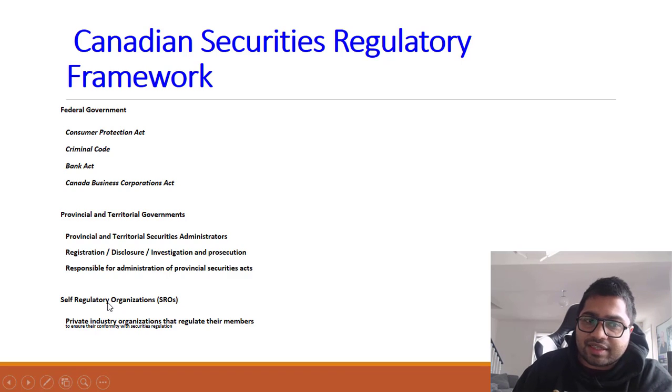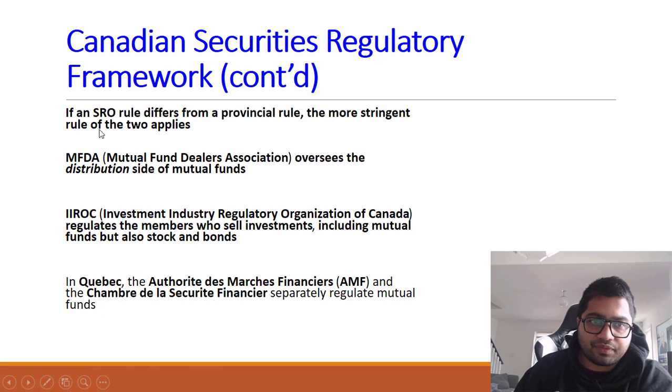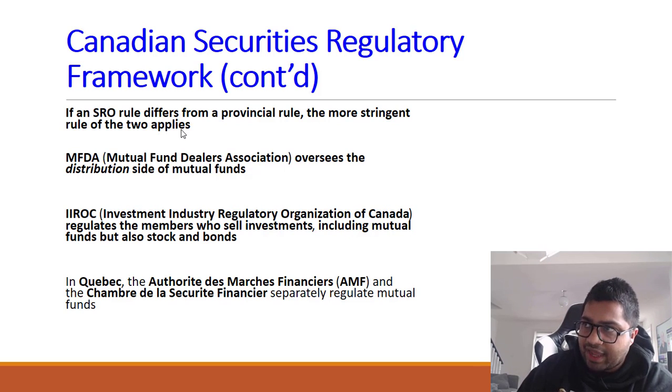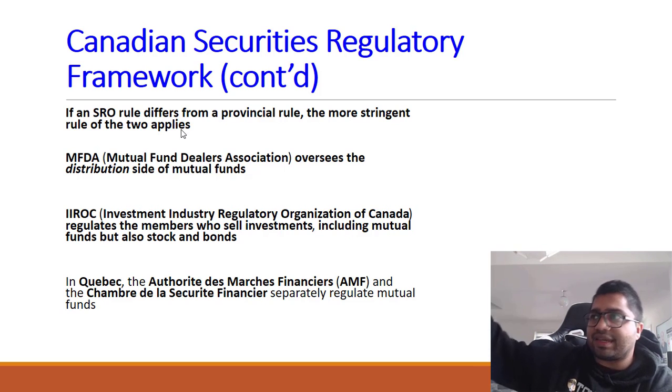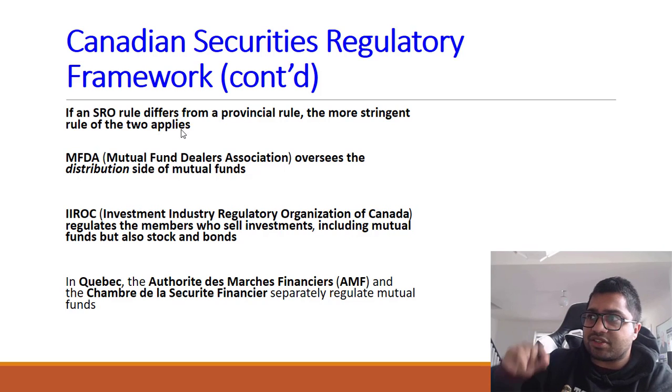SROs are private industry organizations that regulate their members to ensure that members follow the rules. If the rule in an SRO differs from a provincial rule, the more stringent rule applies. So let's say the provincial rule says that you can only buy 5% of the stock in a company in which your wife works, and the wife is a director. And let's say the SRO rule says you can buy 10%. Now, whichever is the strictest, you have to follow that.